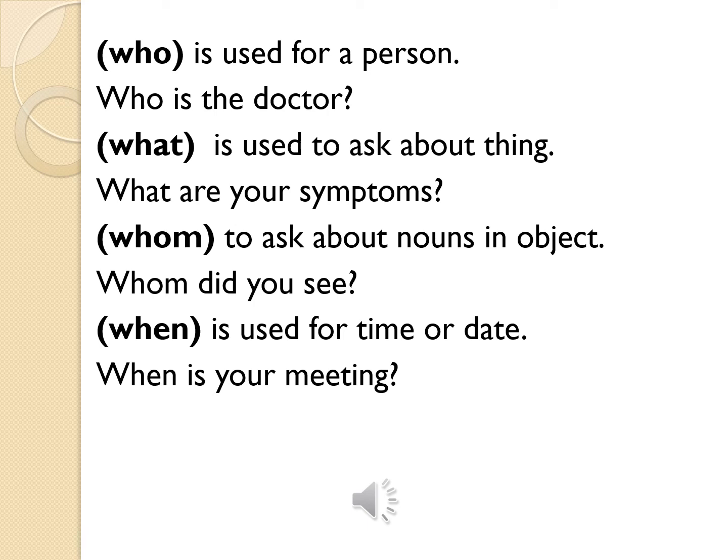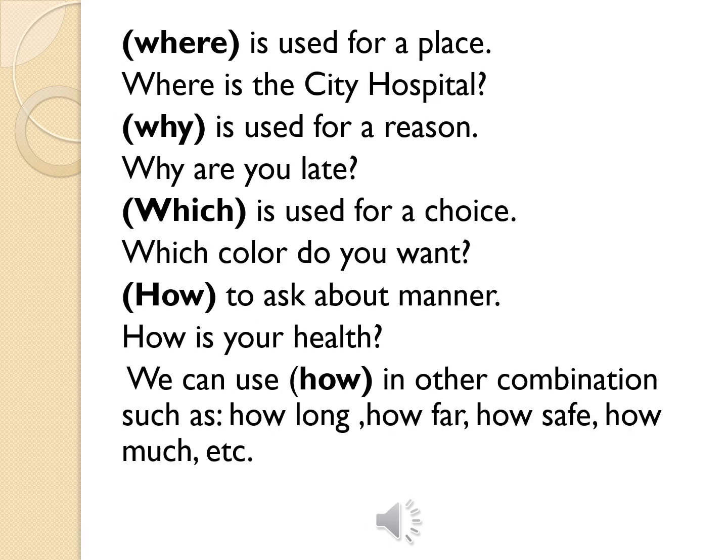When is used for time or date. So we use when to ask about time or date. For example, when is your meeting? Where is used for a place. For example, where is the city hospital? Why can be used to ask about a reason. For example, why are you late? Which is used for a choice. For example, which color do you want?